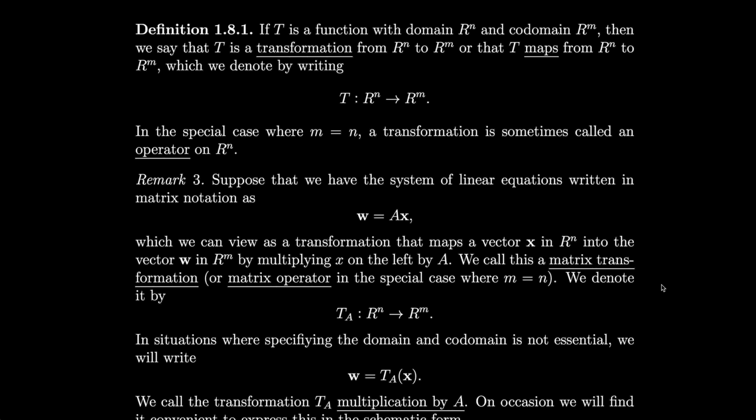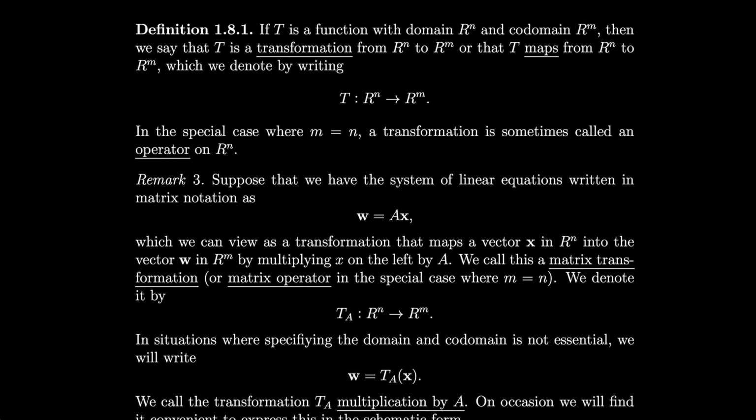If T is a function with domain Rn and codomain Rm, then we say that T is a transformation from Rn to Rm, or that T maps from Rn to Rm, which we denote by writing T: Rn to Rm. In the special case where m equals n, a transformation is sometimes called an operator on Rn.